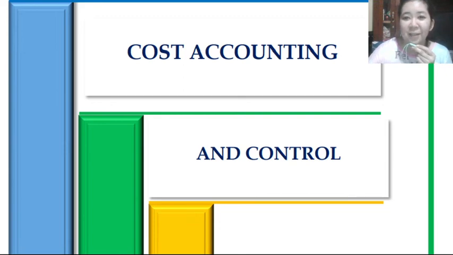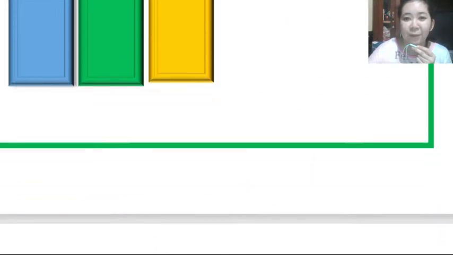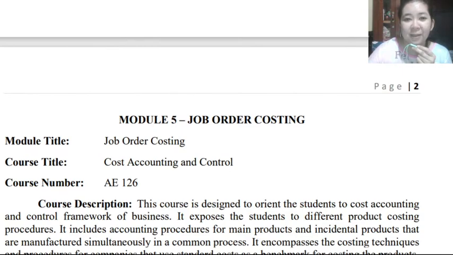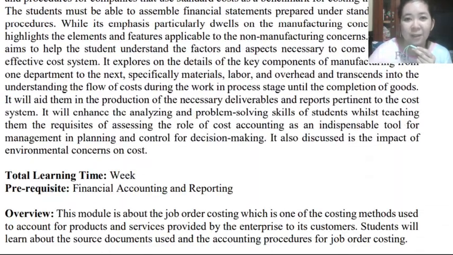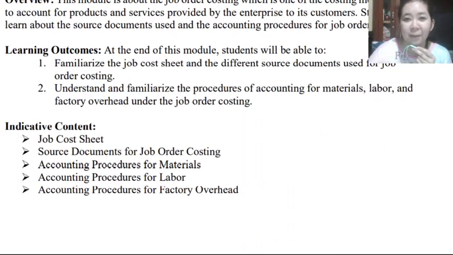Okay, so this next video lecture is for our module number 5. This is entitled Job Order Costing. In this module, we will be discussing job cost sheets, sources of documents for our job order costing, and accounting procedures for materials, labor, and factory overhead for a job order cost system.